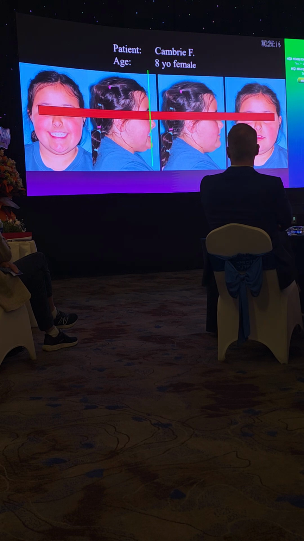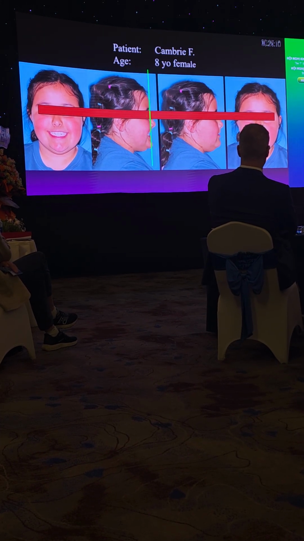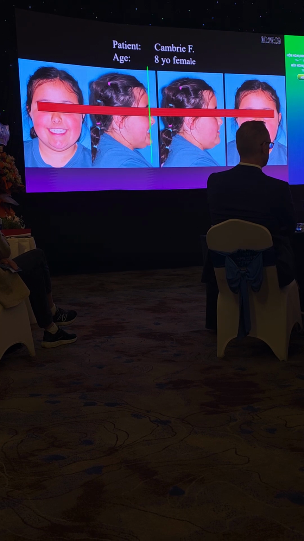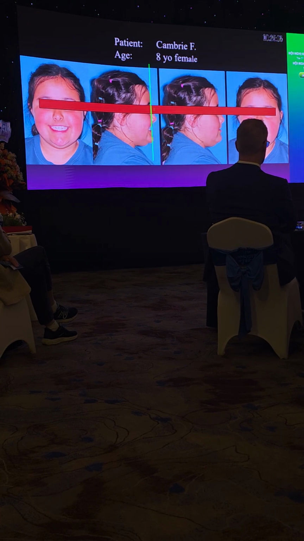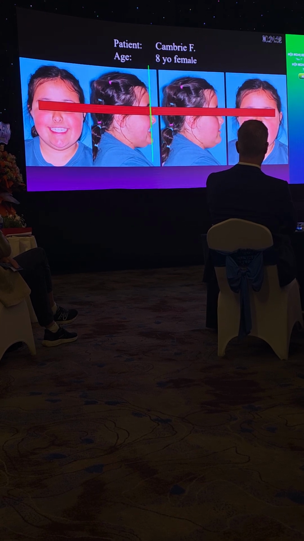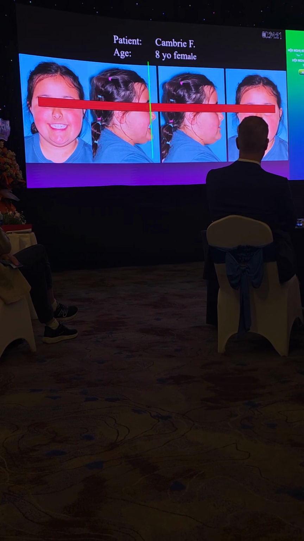Alright? So here is Cambry, 8 years old, 7, 11. By the way, the green line is Dr. Larry Andrews' aesthetic line. If the upper incisors do not touch that green line, look at this. The upper incisors are way behind that line.